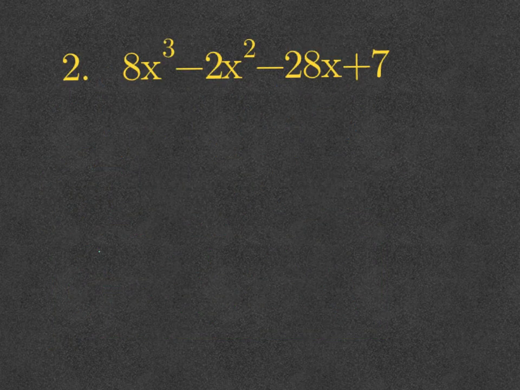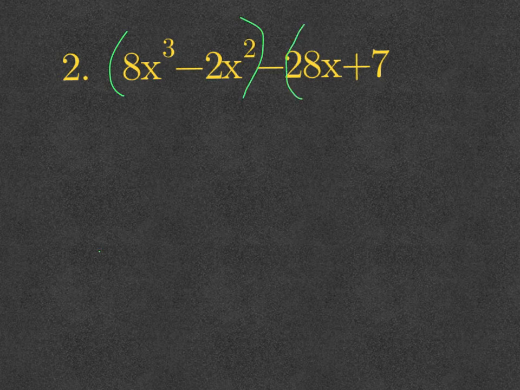All right, so again, we're going to look and see if there's a GCF. 8, 2, 28, and 7. There's not a number that'll go into all of them, so I'm going to go ahead and group them. Okay, and remember, we talked about this, that sign needs to stay. Don't group it with the 28, so it stays outside.